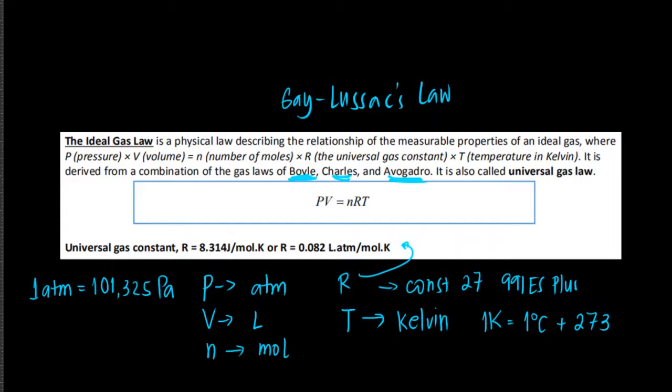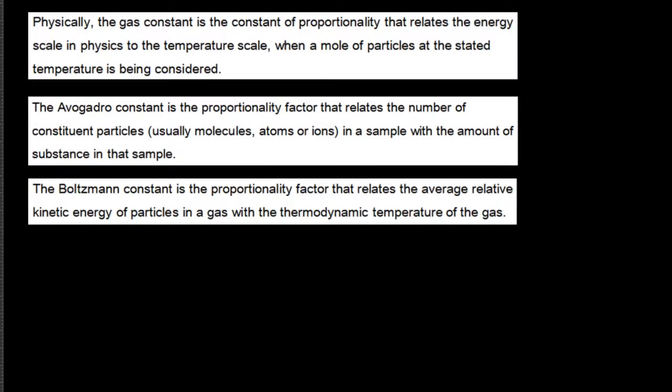about our universal gas constant. So, our universal gas constant is physically the constant of proportionality that relates the energy scale in physics to the temperature scale when a mole of particles at that stated temperature is being considered. Now, let's look at the formula used, where R, or the gas constant, is equal to Na times K.